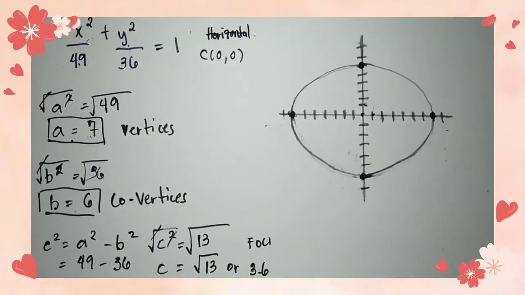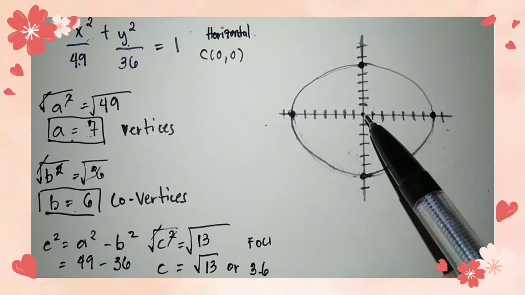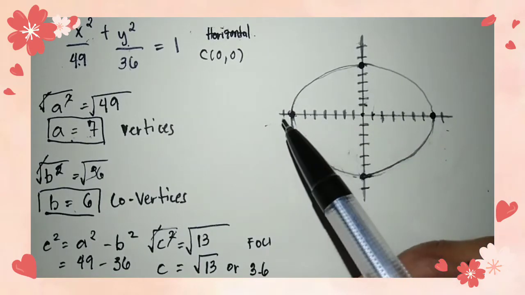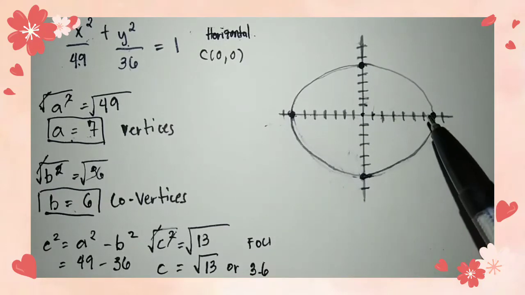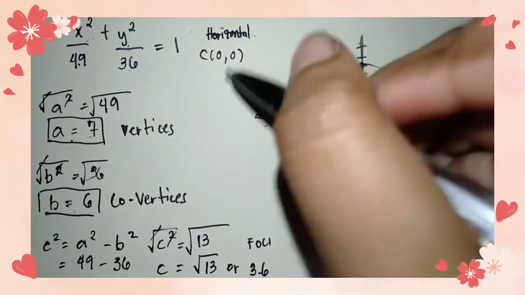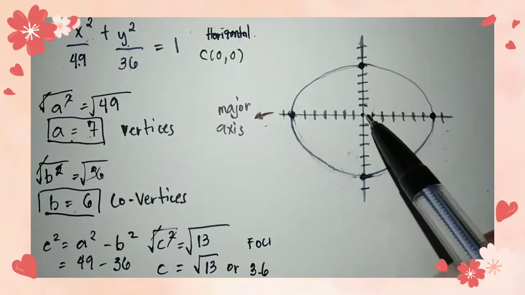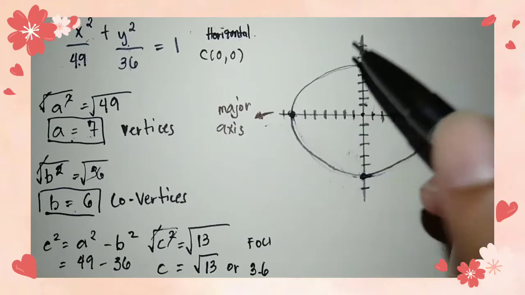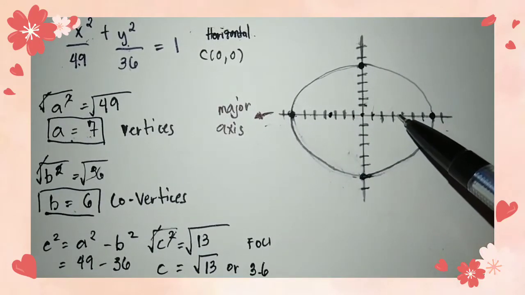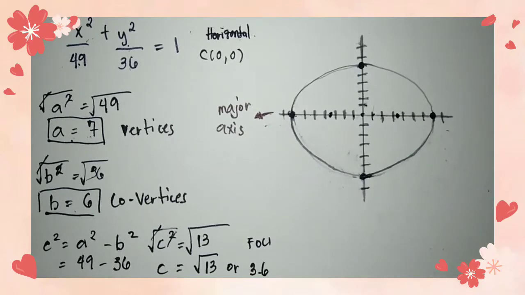Okay, so the next thing to do is to graph our foci. So we have 3.6, and of course, from the center, we're going to count 3 units left and right since ang ating ellipse is horizontal and our major axis is the x-axis. Ito yung major axis natin. Then, ang ating foci is 1, 2, 3.6. So, I guess nandito siya. And 1, 2, 3.6. So, nandito yung ating foci.